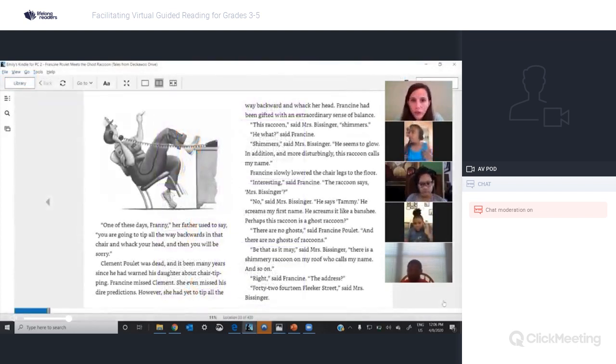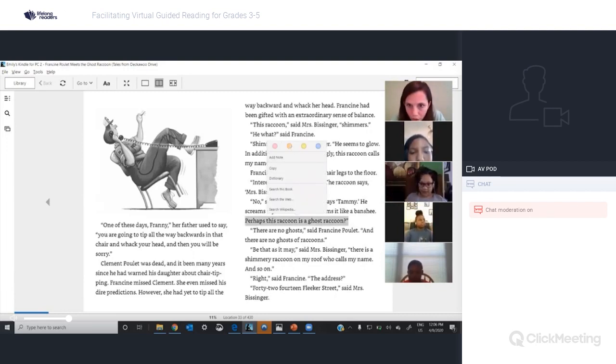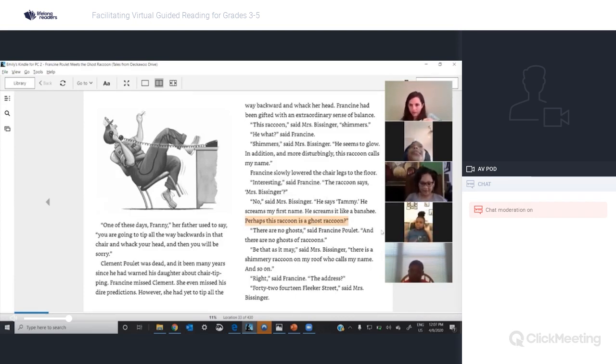Okay? So let's try. I want you to find the first place that you see that ghost raccoon. Okay? Glance your eyes. Don't read. Just try and find. Okay. Jamila, I see you. Jamila, read what you found. I found perhaps this raccoon is a ghost raccoon. Good. And Jamila, how did you find that so quickly? Because I know you couldn't have read left to right the whole time. How did you find that? I found that by skimming. Yeah, and for your eyes, were they going top to bottom or left to right? Top to bottom. Yeah, very good.